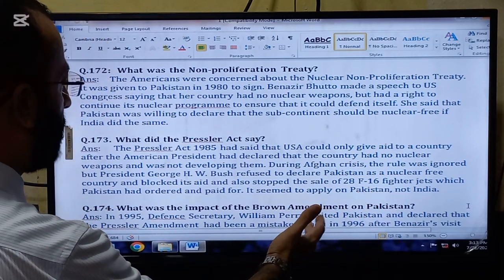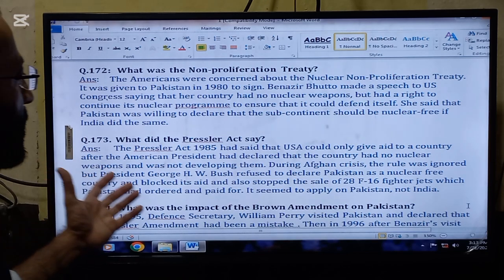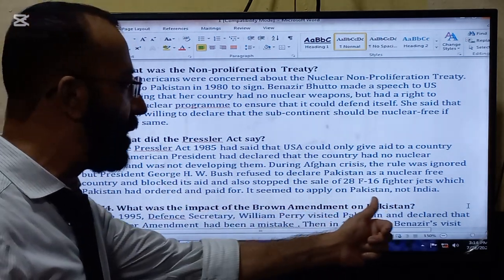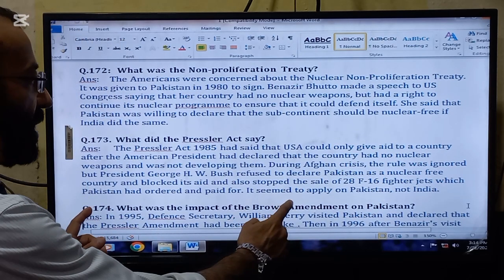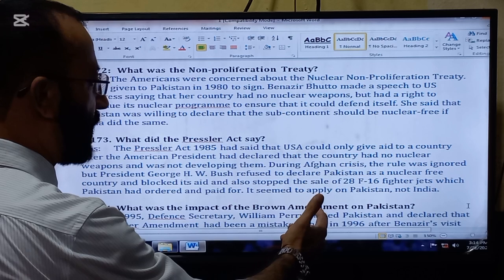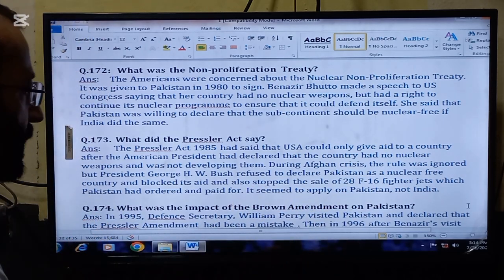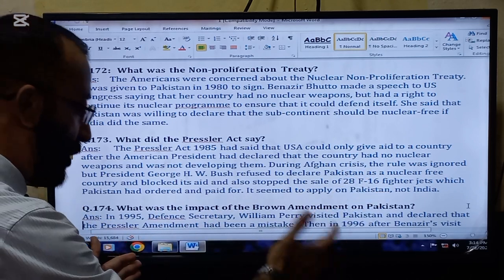So it was clear from the USA policy that the USA was taking the side of India, because this policy was not applying to India but was applying to Pakistan. And the payment which Pakistan had made for the 28 F-16 fighter jets was not paid back, nor were the fighter jets given.